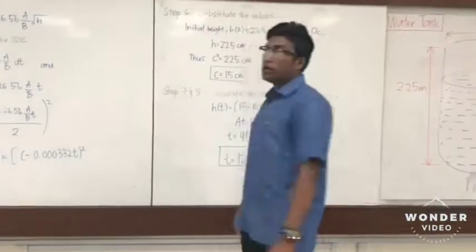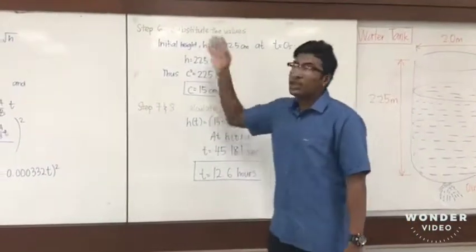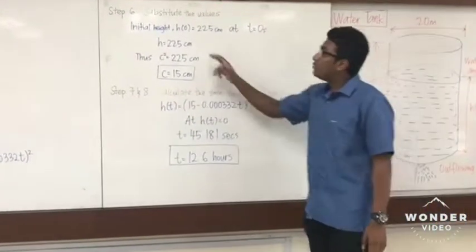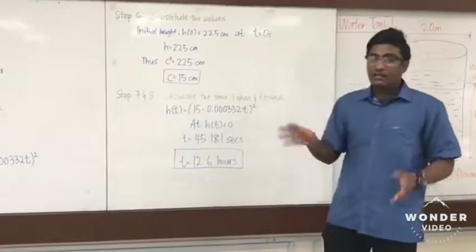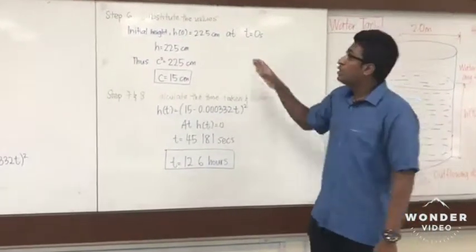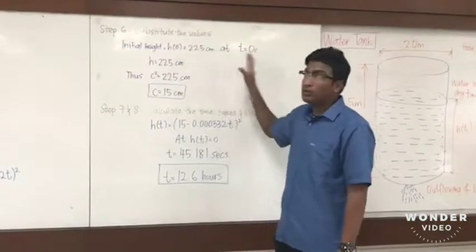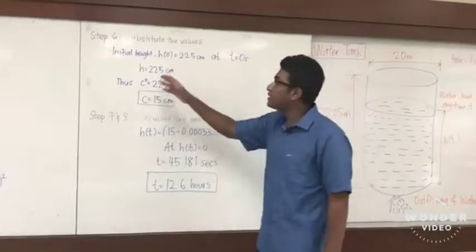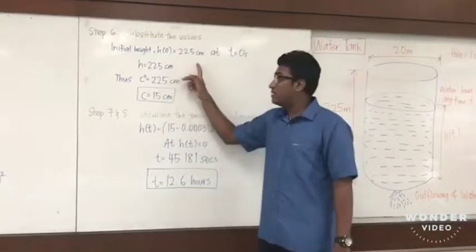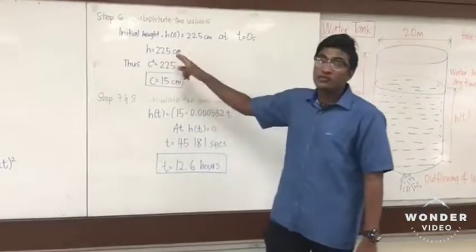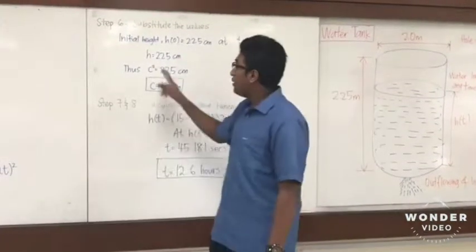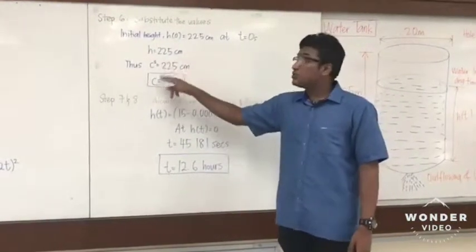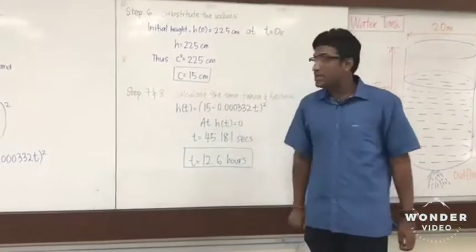Now we will move on to our sixth step, which is to substitute all the given values into the equation. So the initial height: to find the initial height, we have to set the time as 0. At time 0, the initial height of the water tank was 2.25 meters, which I have converted into 225 centimeters. When I substitute the value of 225 centimeters into the equation, I get C squared as 225 centimeters, and after square rooting 225, I get C as 15 centimeters.